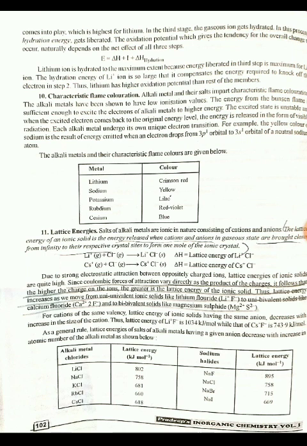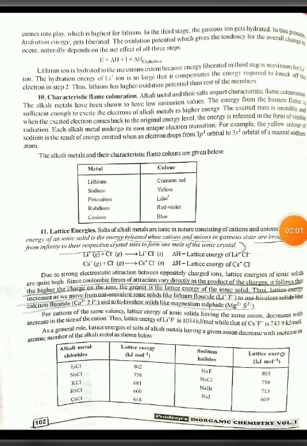Since Coulombic forces of attraction vary directly as the product of the charges, it follows that the higher the charge on the ions, the greater is the lattice energy of the ionic solid. Thus, the lattice energy of lithium fluoride is 1034 kJ per mole, while that of cesium fluoride is 743.9 kJ per mole. As a general rule, lattice energies of salts of alkali metals having a given anion decrease with increase in atomic number of the alkali metal, as shown below.